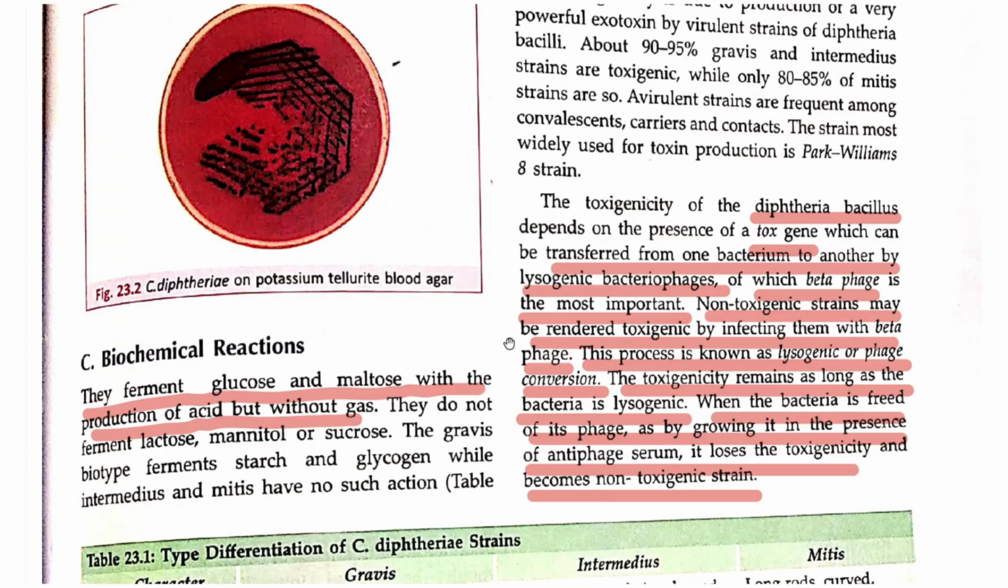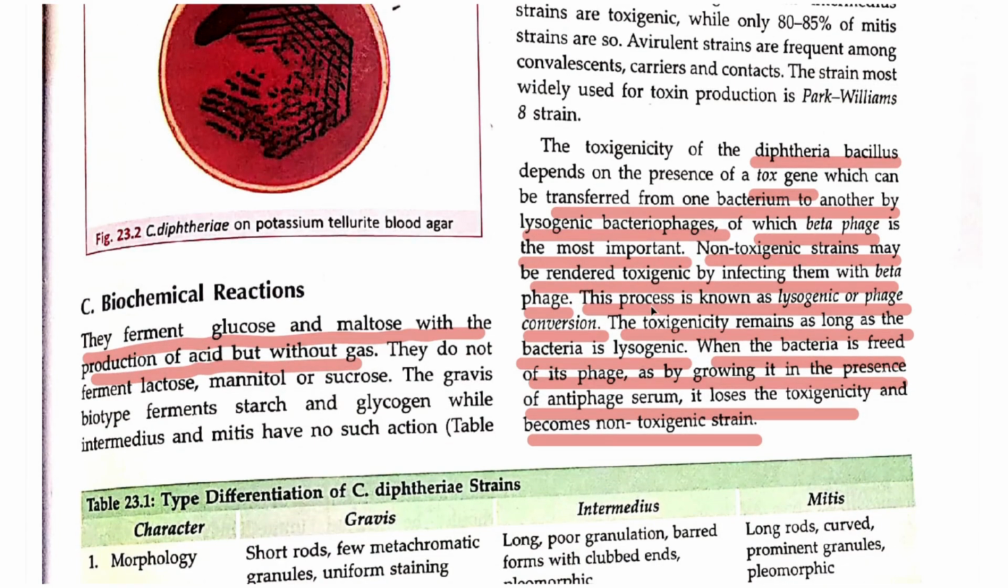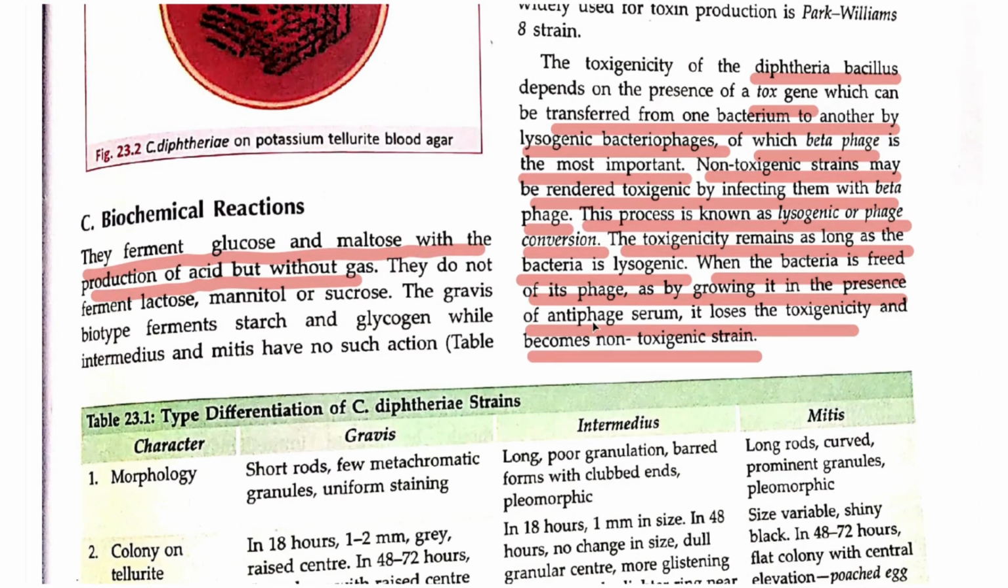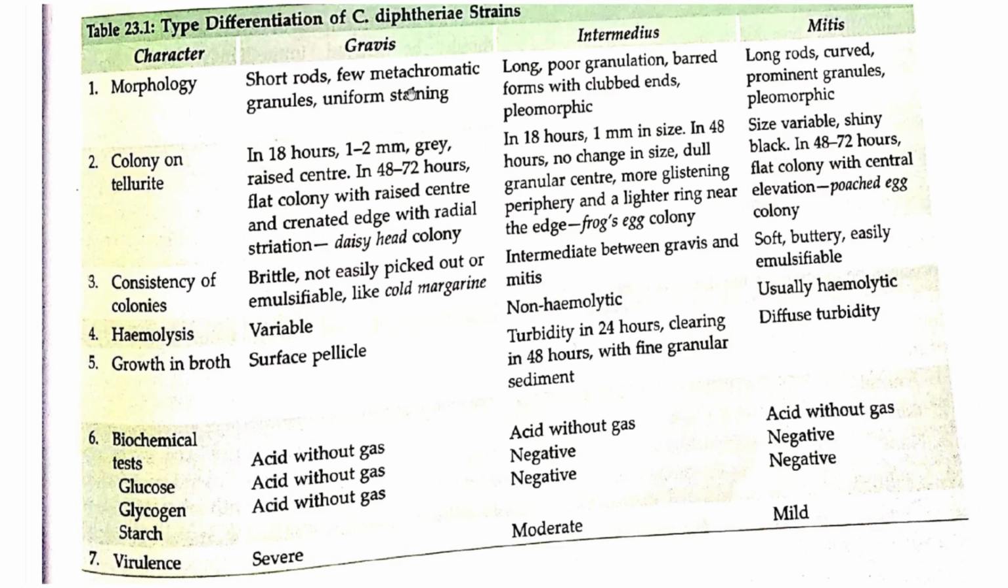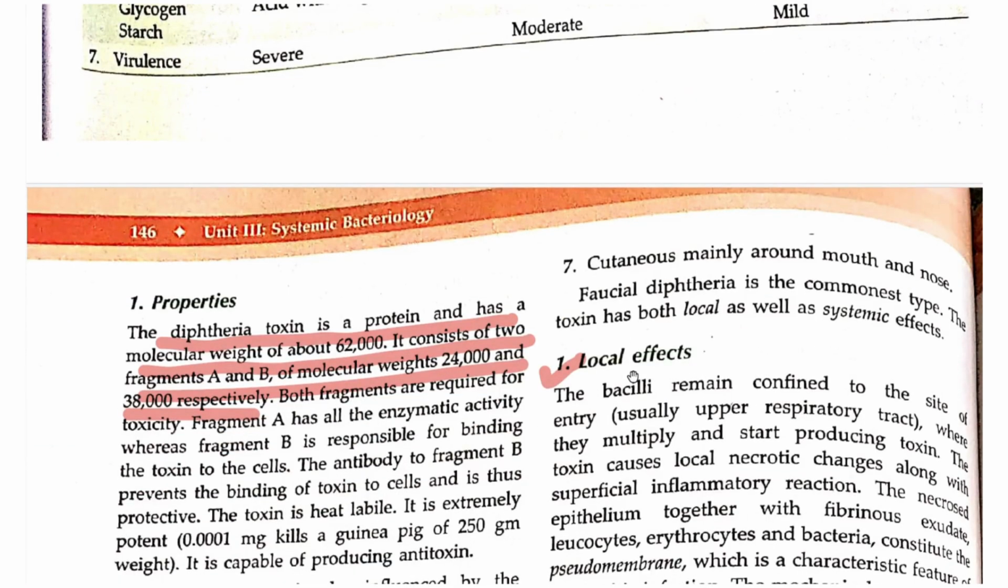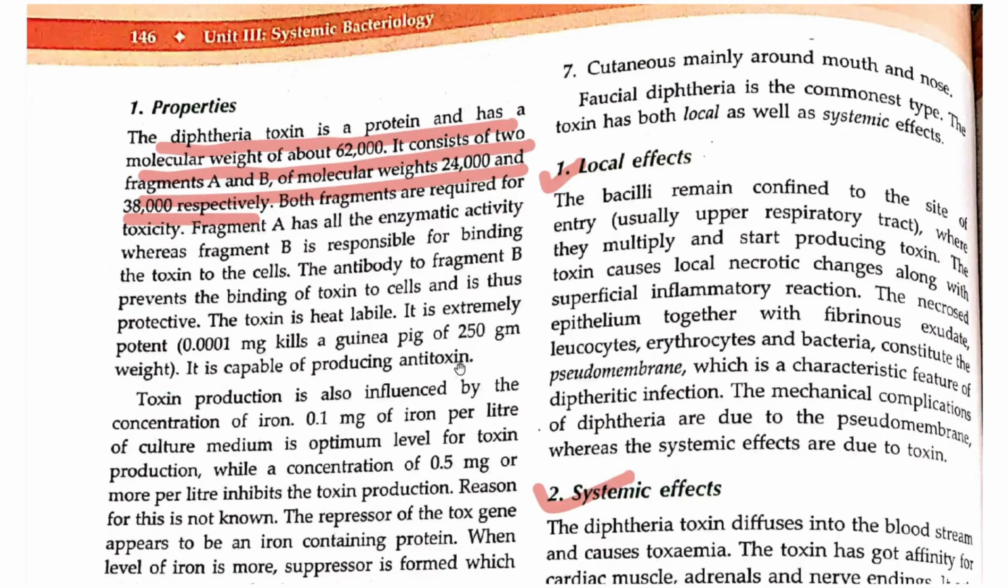So if it is non-toxigenic, it can become toxigenic if you infect it with a beta phage. This process is known as lysogenic or phage conversion. You have to mention only these terms in the toxigenicity. So you will start your answer by giving the morphology, then the media on which Corynebacterium diphtheriae grows, then its biochemical reactions and the toxigenicity. No need to write or draw this table as it is not required. Next, we'll move on to the properties.